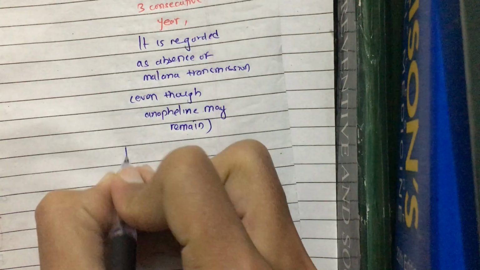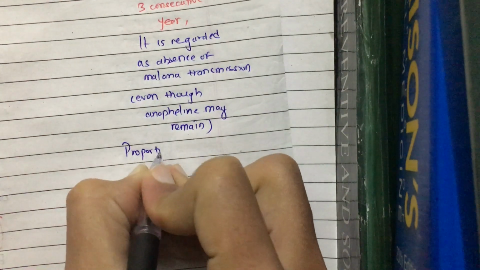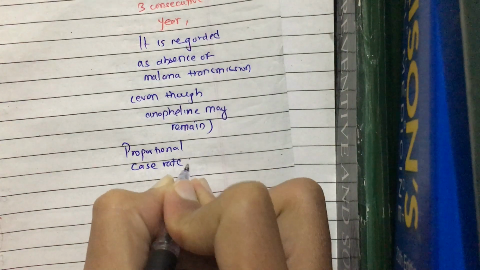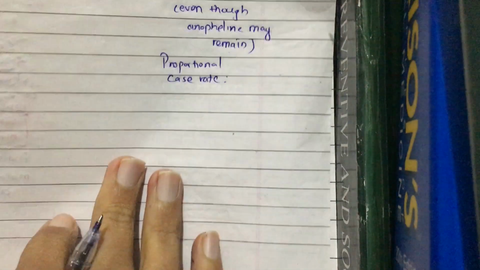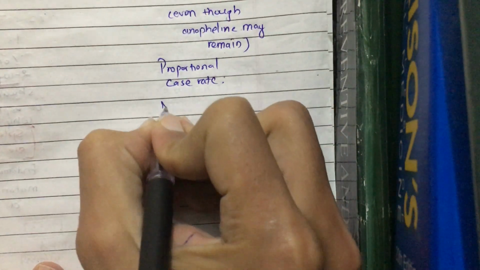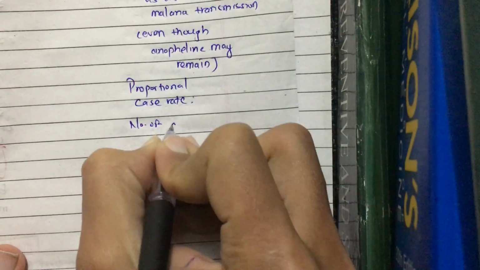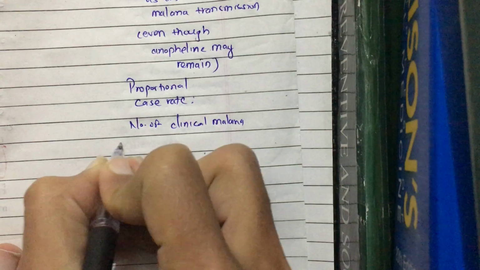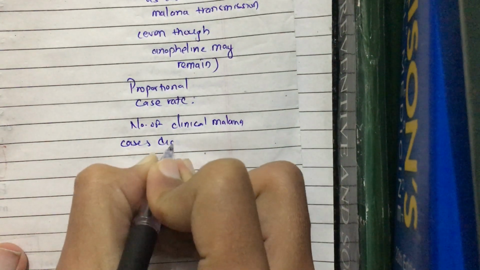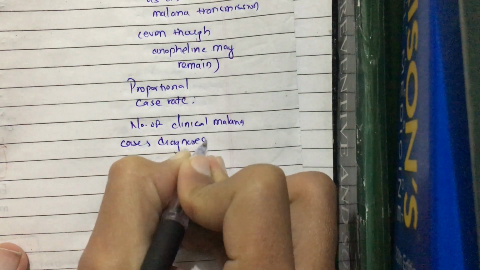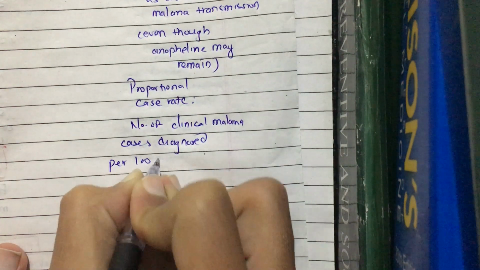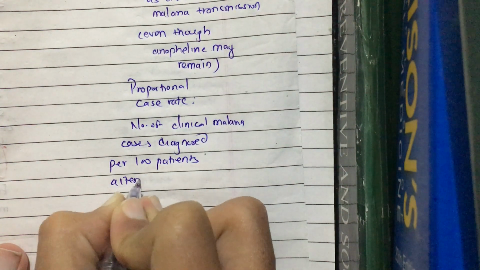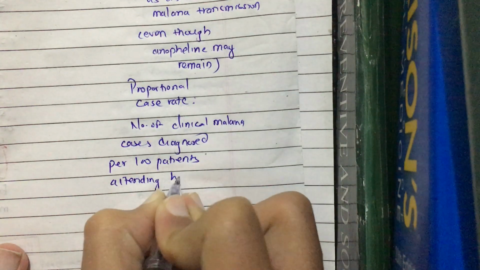Okay, and proportional case rate. Proportional case rate means the number of clinical malaria cases diagnosed per 100 patients attending hospitals and dispensaries.